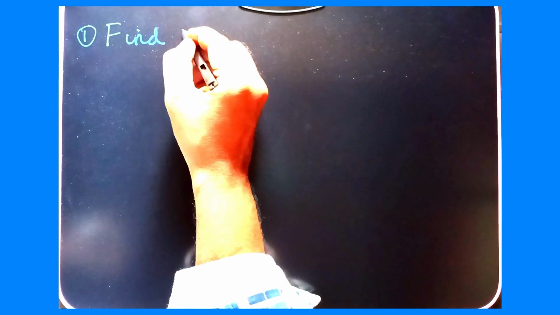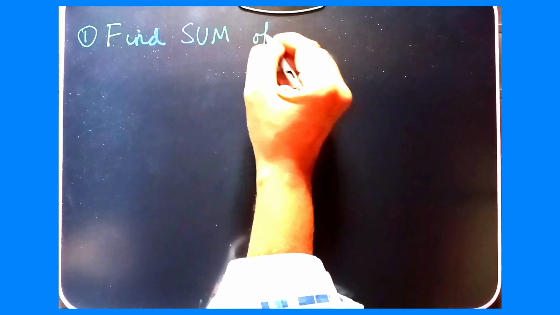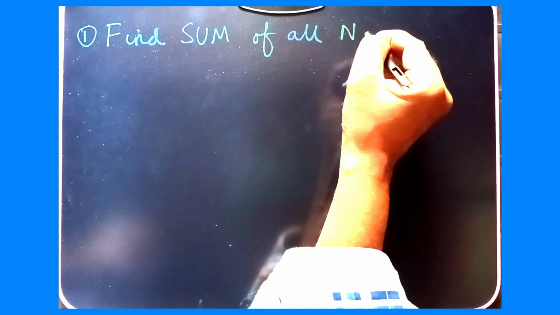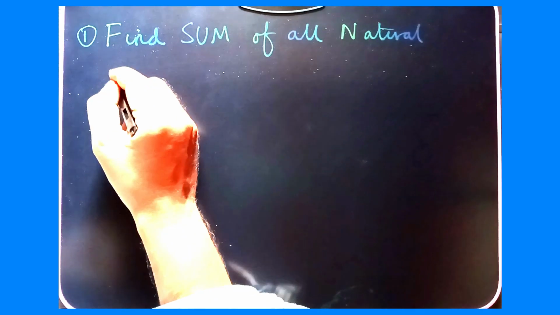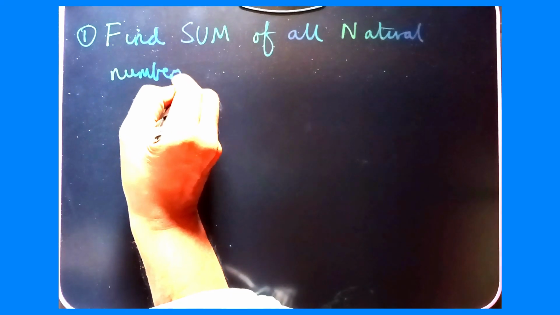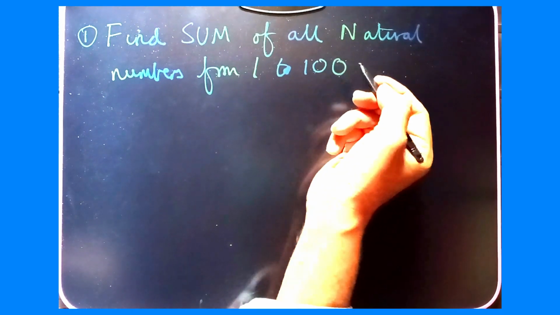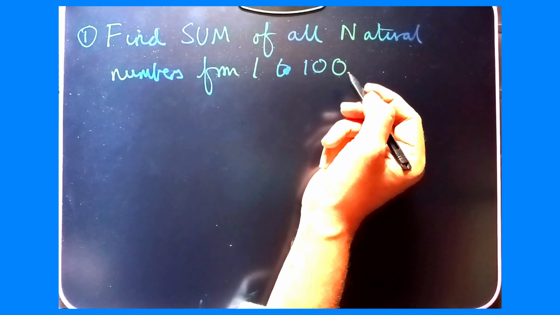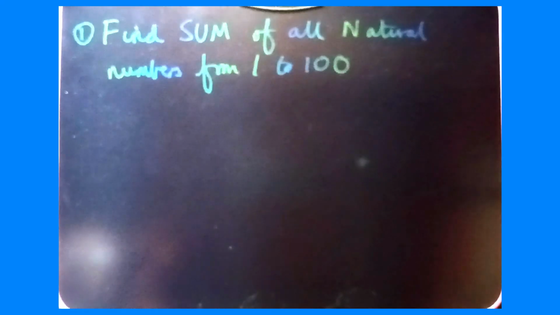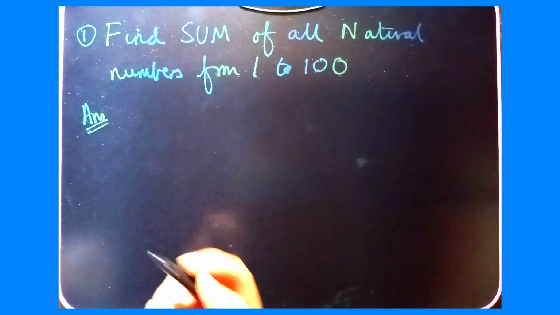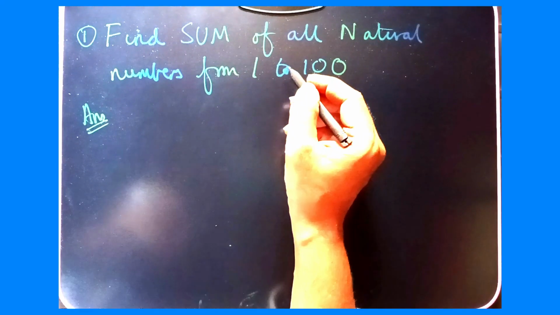So let us take one problem. What problem? So, first problem on the screen. A very simple problem. Find the sum of all natural numbers from 1 to 100. How do we solve this? Find the sum of all natural numbers from 1 to 100. So let us try to solve it. You try to solve it yourself by pausing. I'm going to solve it now.